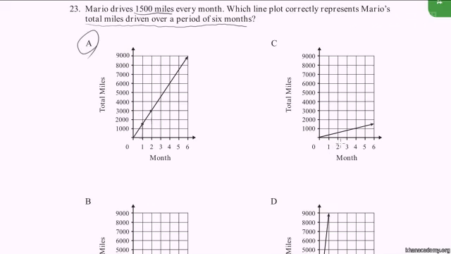So in choice C, it takes him 6 months to go 1,500 miles. That's not what they said. They said 1,500 miles every month. After 1 month here, he only went, I don't know, like 250 miles or 500. So this is definitely not the case.